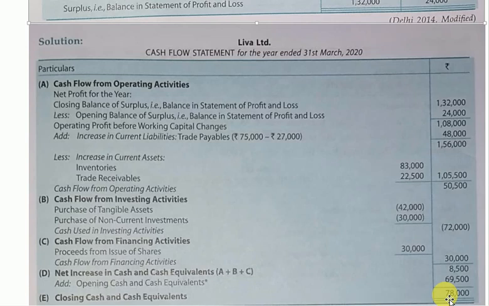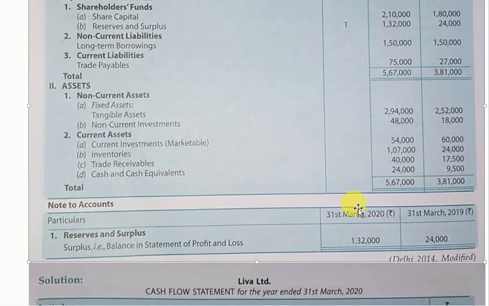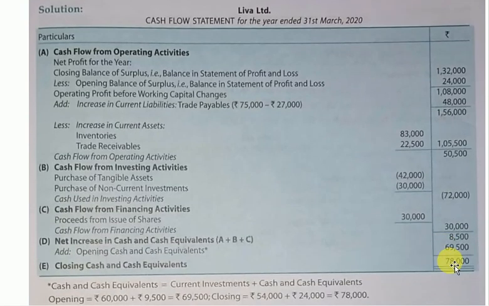Once you are done with it, you need to match and tally this 78,000 with your question cash and cash equivalent of current year. So let us come to cash and cash equivalent. Current year 24,000 plus your current investment 54,000. Now children, 54,000 current investment plus 24,000 cash and cash equivalent. When you add it, it becomes 78,000. So in your solution, your final total is 78,000, and I will suggest you write here inside 54,000 for current investment and 24,000 for cash and cash equivalent. When this matches with your closing cash and cash equivalent in your question, that means question has been correctly done.